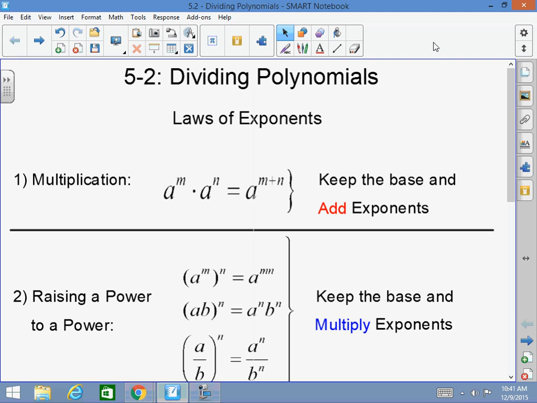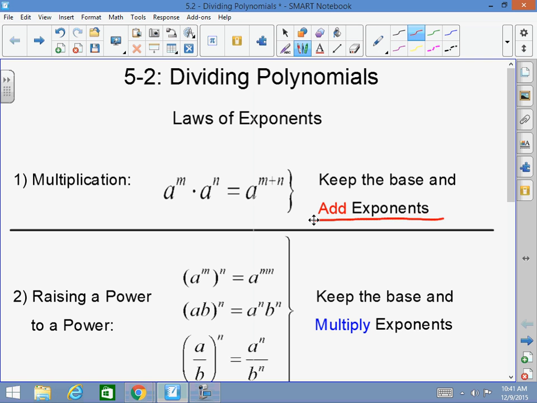Number one, multiplication. When I multiply the same base, a to the m times a to the n equals a to the m plus n. Basically, when you multiply the same base, you keep the base and add the exponents.